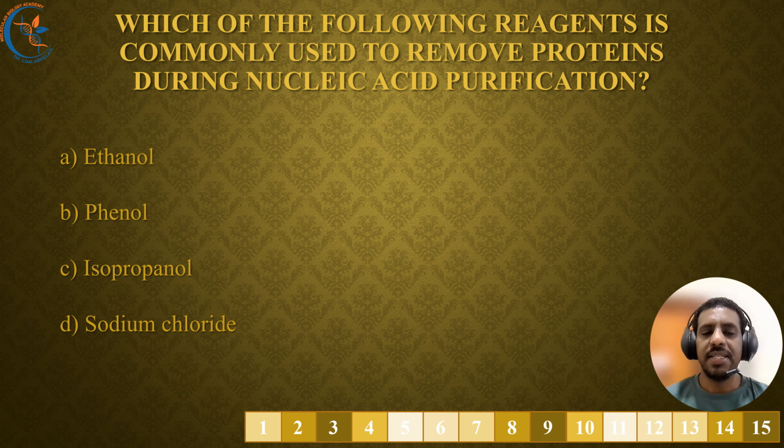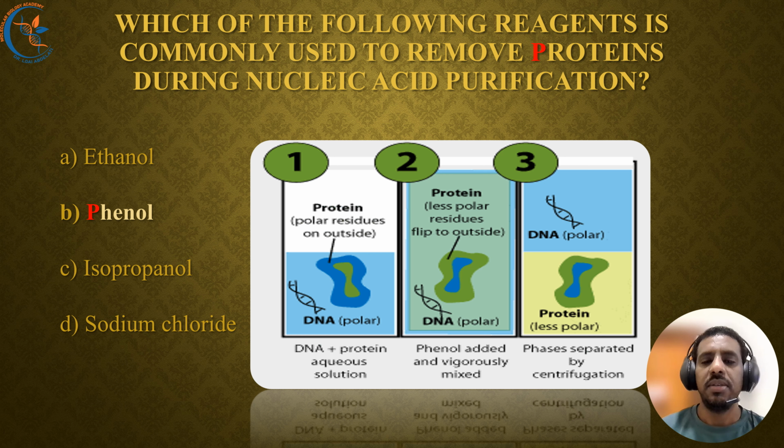Which of the following reagents is commonly used to remove proteins during nucleic acid purification? The correct answer is phenol. Phenol is used in phenol chloroform extraction to denature and remove proteins from nucleic acid preparations. So I made a sign for P in protein and P in phenol to remember that protein is removed by phenol. All right, let's move on.